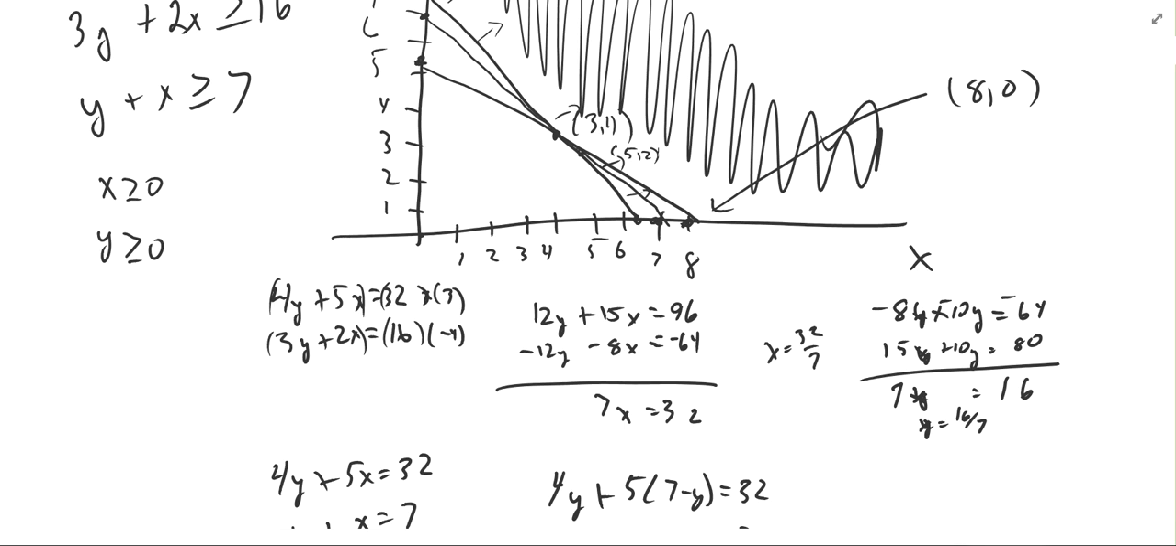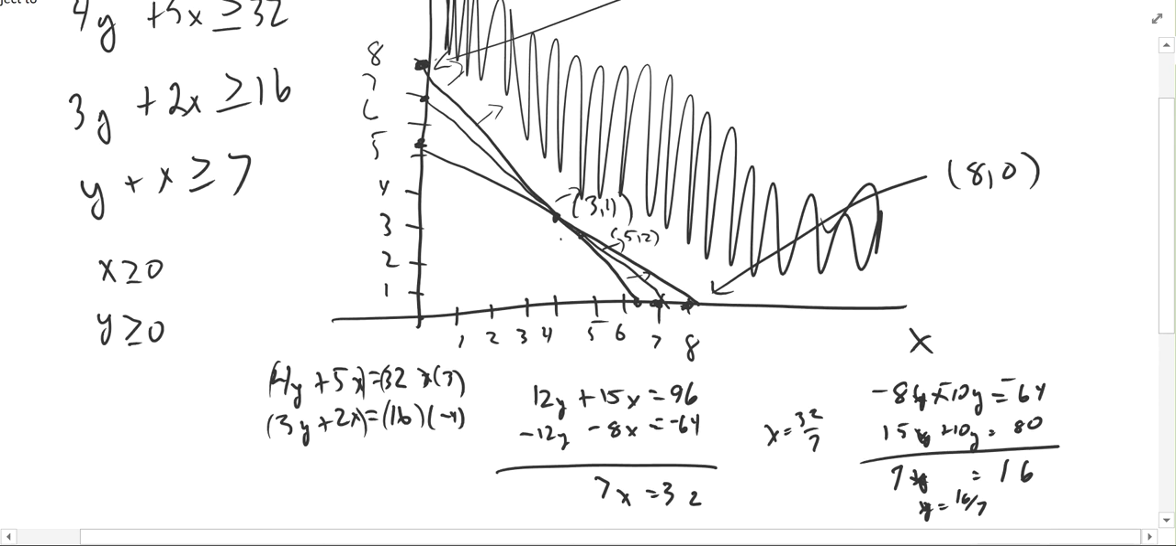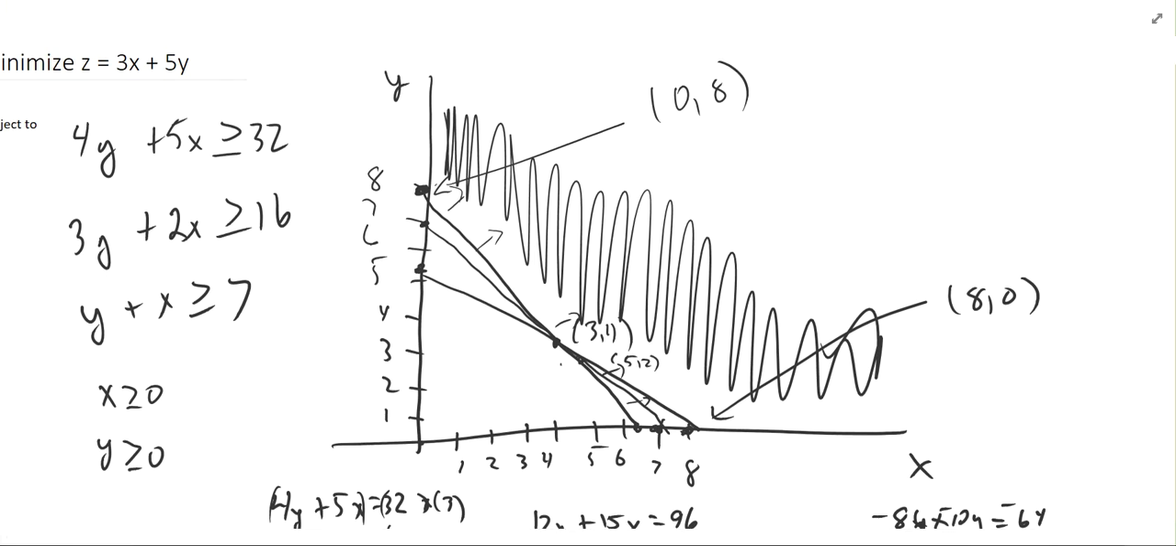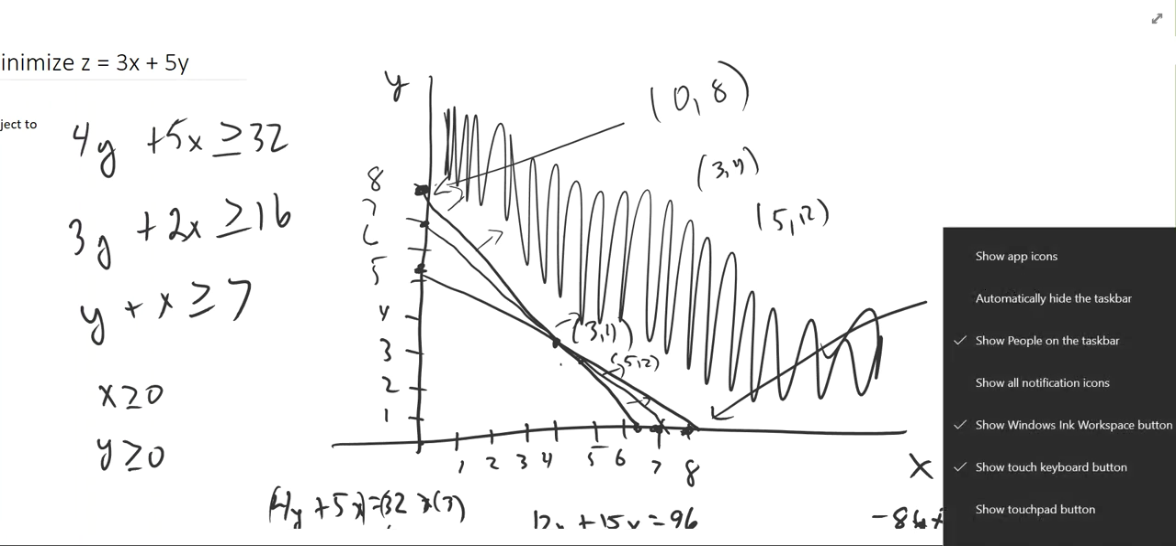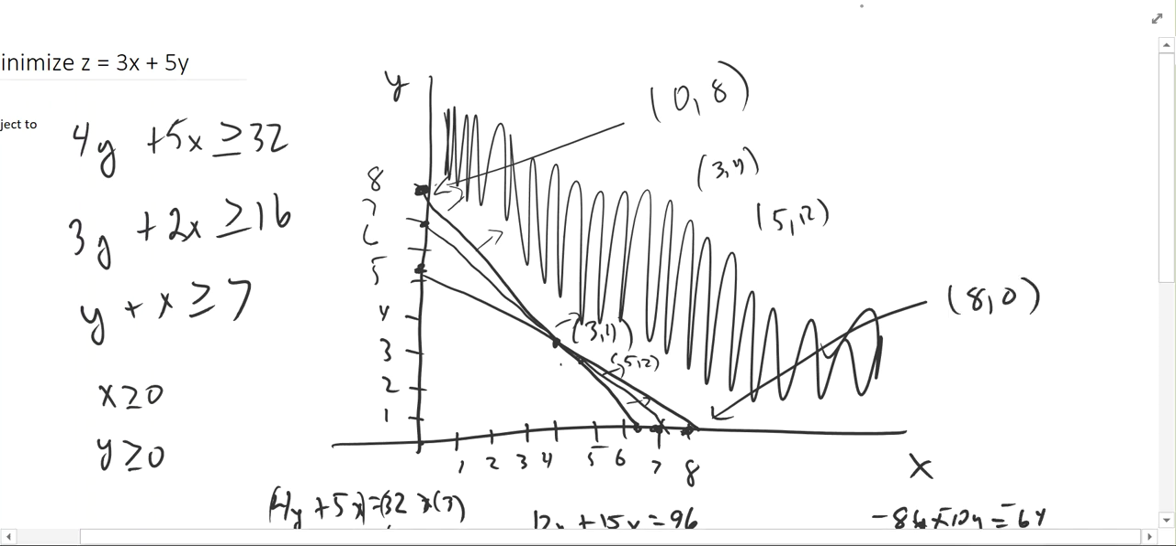And if I look at my x-coordinate, which was 32/7, which would be a little bit more than 4, I don't think that's in the feasible region. It should be 4, 2, a little bit more than 4, a little bit more than 2. Yeah, I think that last intersection is not in the feasible region. So my corner points are 0, 8, 3, 4, and 5, 2. And I want to see which of those minimizes the z value there.